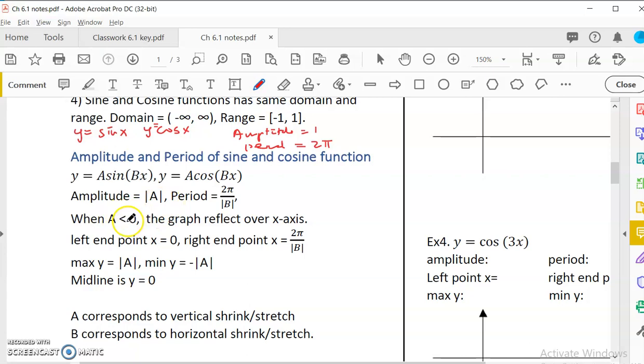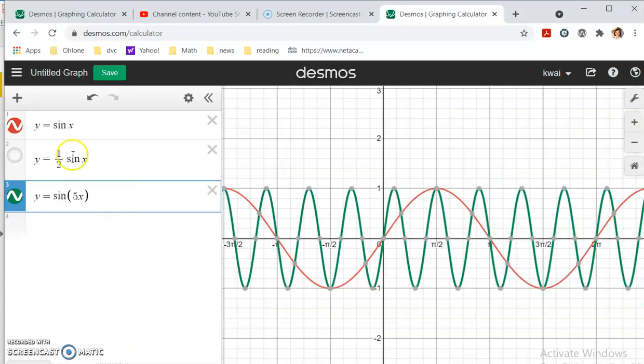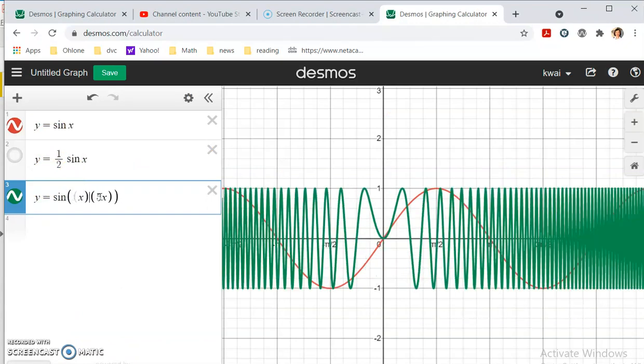Now, sometimes what happens if I have x equal to negative? Okay, let's see. Let's just go back to x.